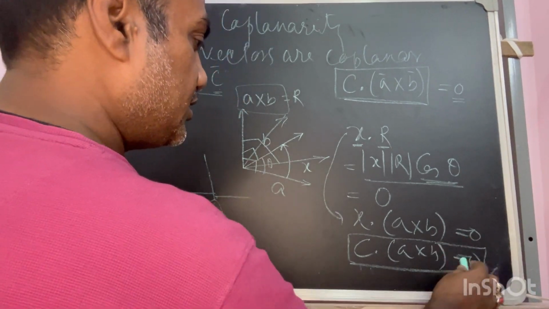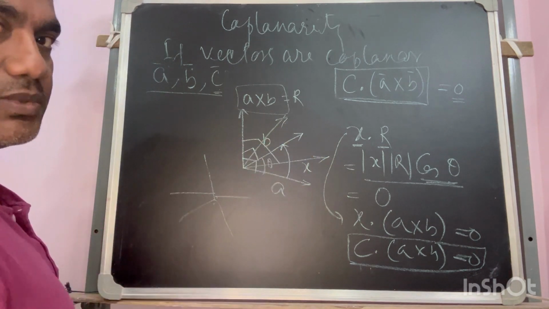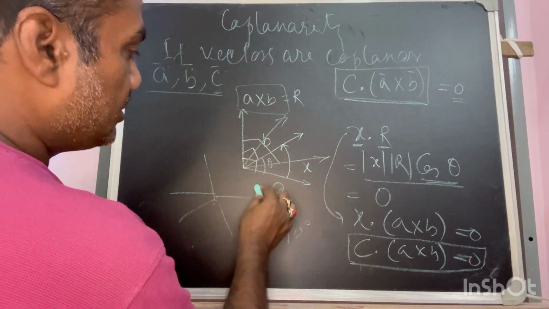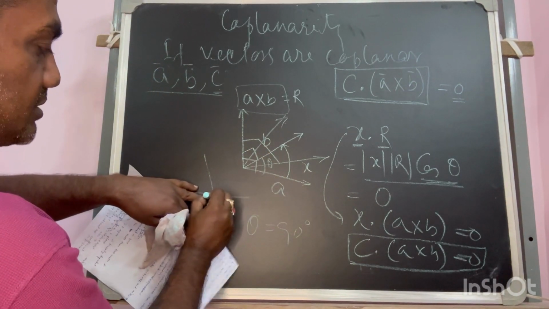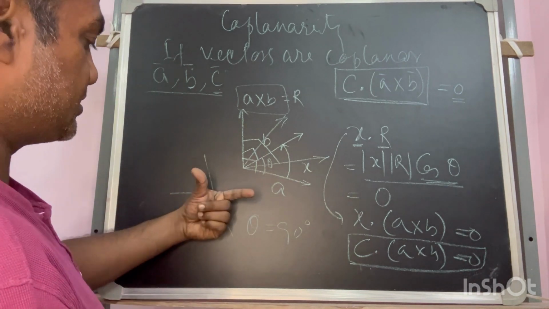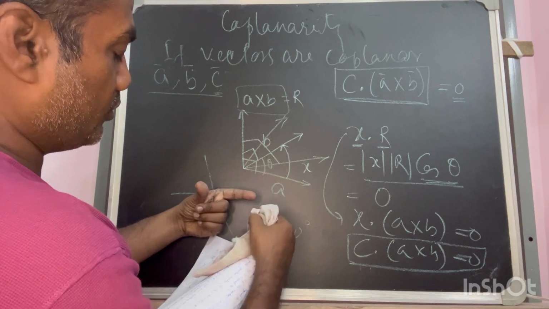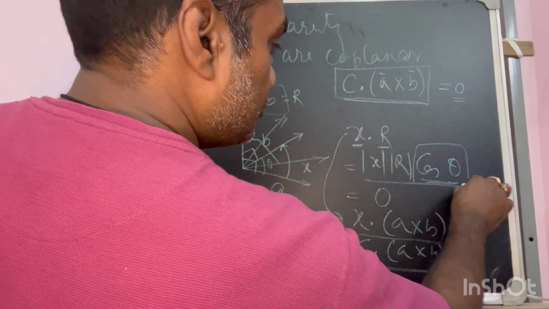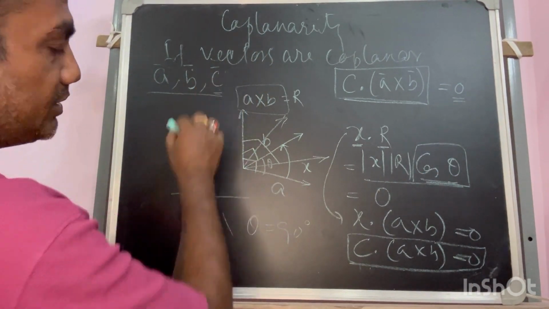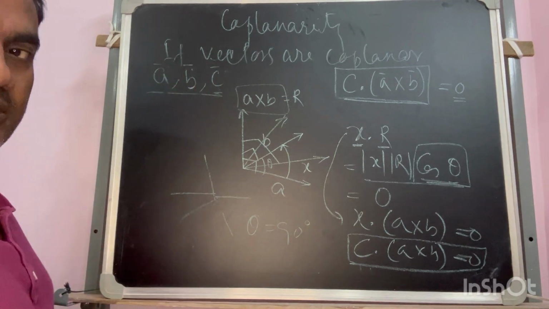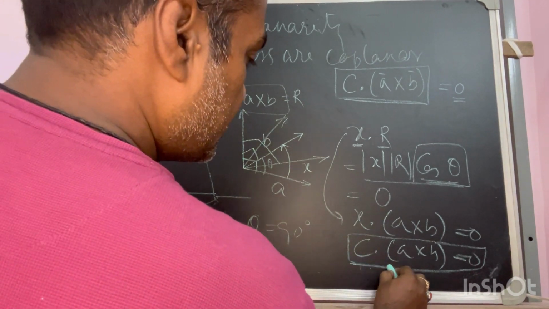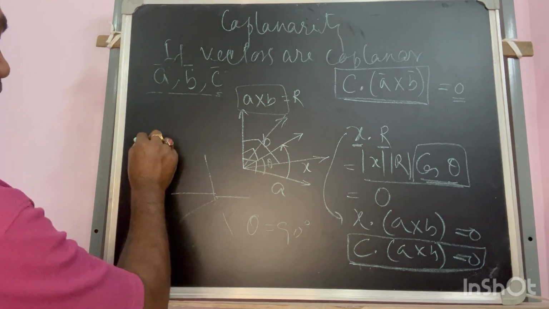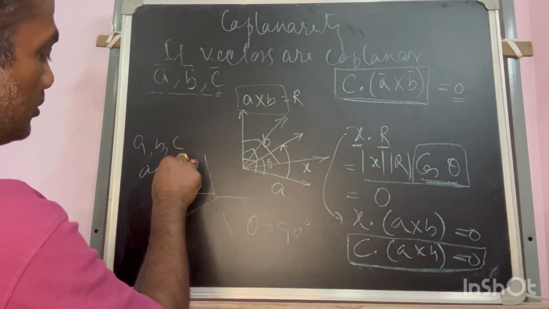And now if the result is 0, C must definitely be on this plane, because unless C is in the same plane, that angle theta won't be 90 degrees. If C is not on the same plane, I won't get the angle 90, and then this will not come to 0. So definitely C is lying on the same plane as A and B. So if it is 0, then C must lie on the plane where A and B lie. So we can say A, B, C are coplanar.